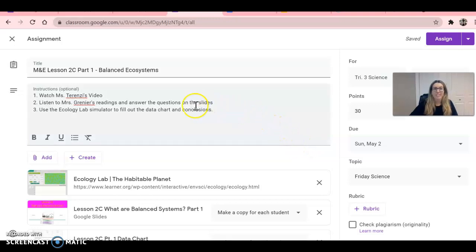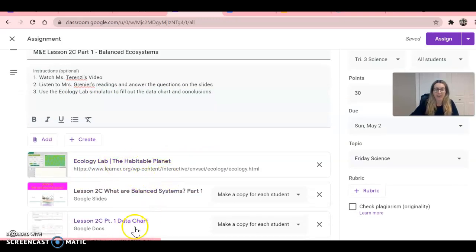And you are going to see that after watching my video, you are going to listen to some of Mrs. Grainier's recordings of an informational text, answer some questions, and then you get to explore this ecology lab simulator, which is super cool, and answer this data chart that goes along with it. I think you're really going to enjoy playing around with that simulator and seeing what happens in an ecosystem when you add different factors. So first things first, you're going to click on the slides for today.